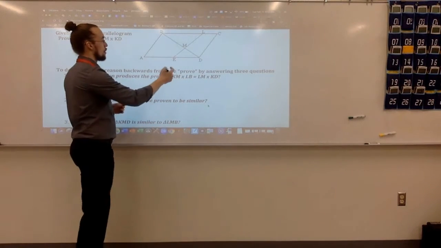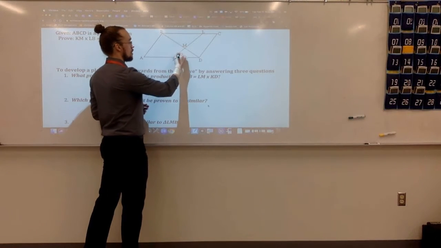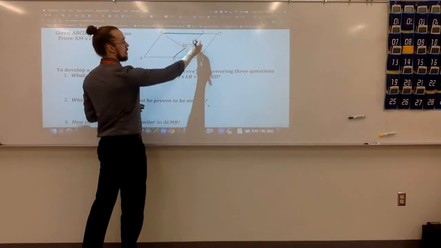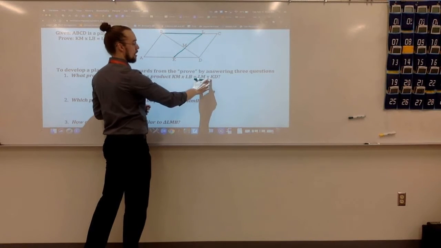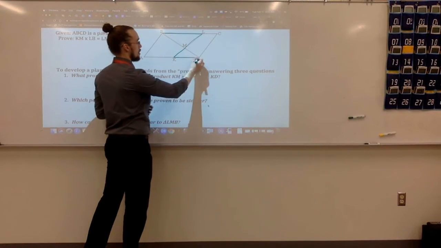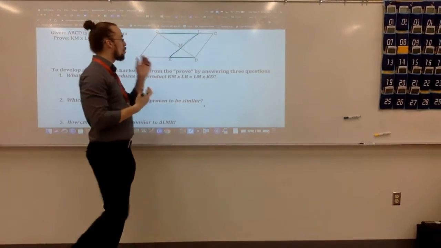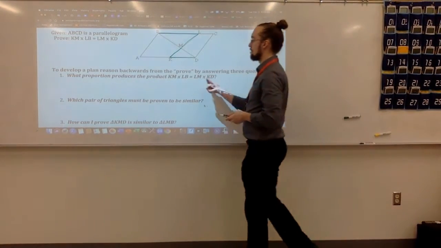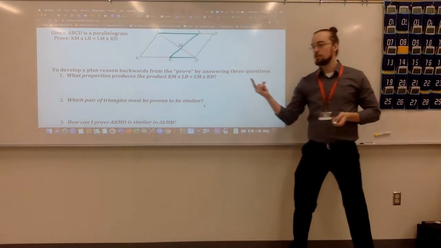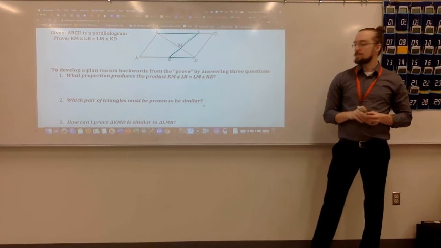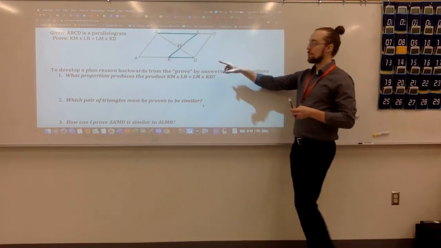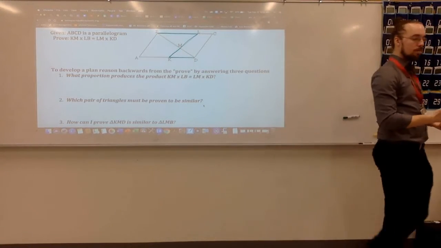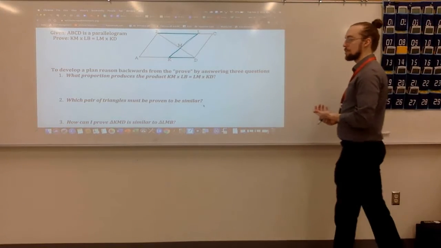So in this example, we've got KM and LB, we've got LM and KD. What proportion involving those four sides would make sense to produce this? Does anybody see? We're dealing with these four sides here. And sometimes if you don't see it right off the bat, you can do a little bit of guess and check.